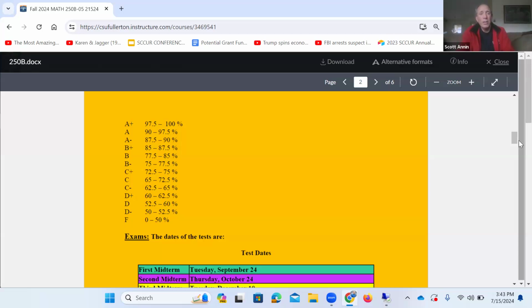Notice it's a little more gentle than a normal 90, 80, 70 scale that you may be familiar with. You'll notice here you only need 87.5 to get to an A minus. You only need 75 to get to a B minus, and so on. Passing, for most people, it's a C minus. It would be 62.5%.